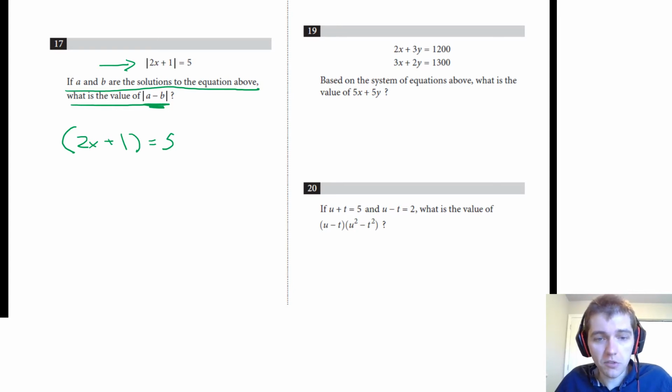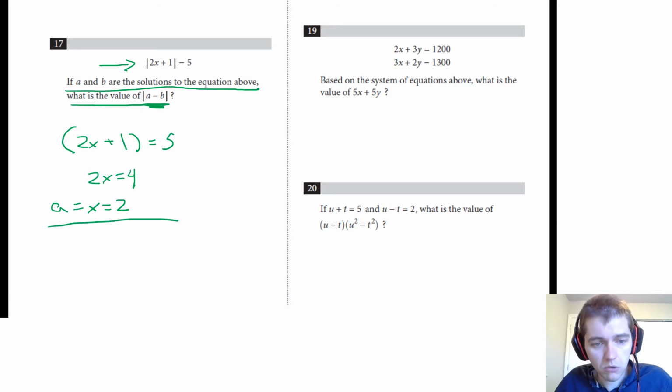You can go ahead and solve this for x. Subtract 1 from both sides, 2x is equal to 4, divide everything by 2, x is equal to 2, and we'll call that first solution A. So A is equal to 2. There's one solution. Now let's solve for B. Because it's an absolute value, it could be that if the whole thing turned out negative, you would multiply by negative 1 to make it positive.